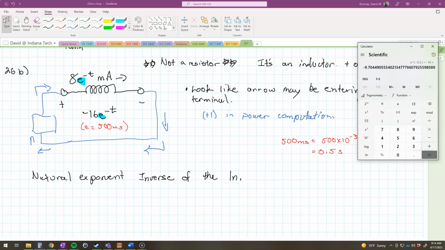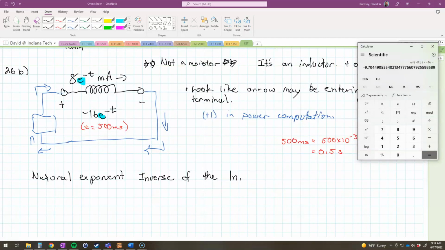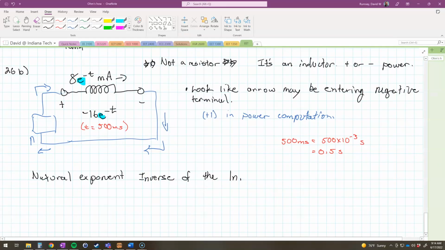And I get then that my voltage is negative 9.704 volts. And then I do the same thing to compute the current, and then I can compute my power. Now, as a side note, there is something kind of interesting you can do. If you want to, you can try this on your computation to see if you get the same answer.